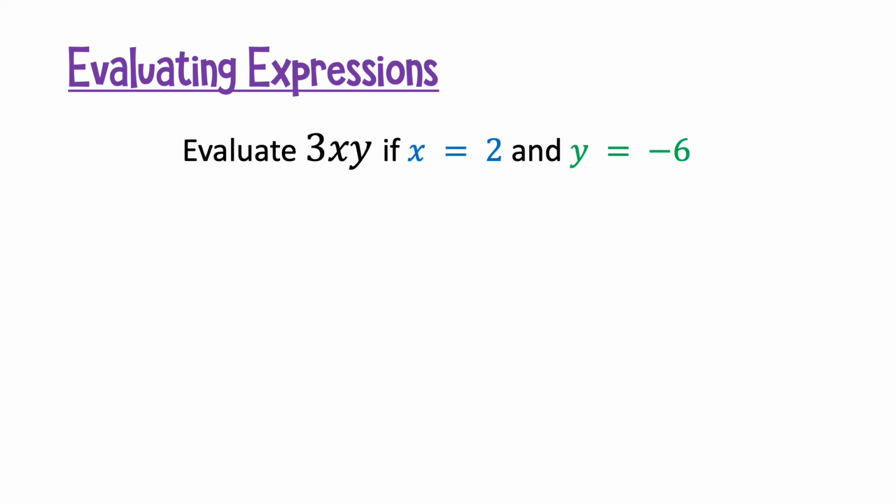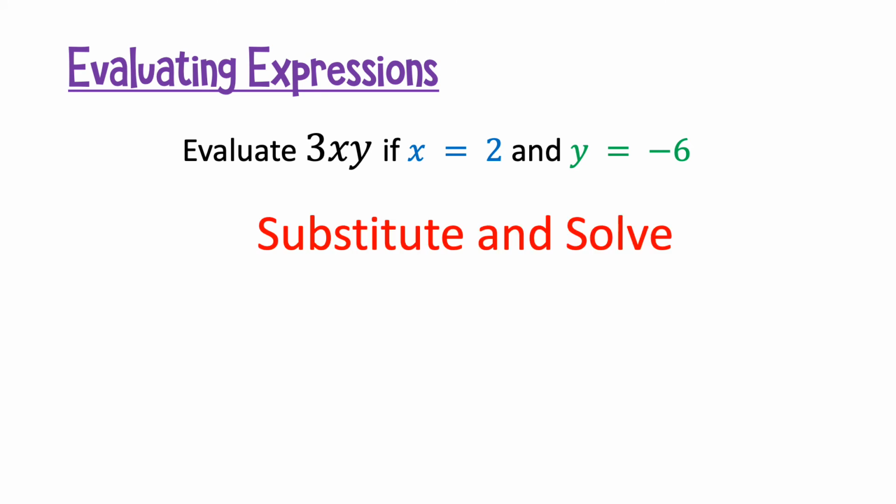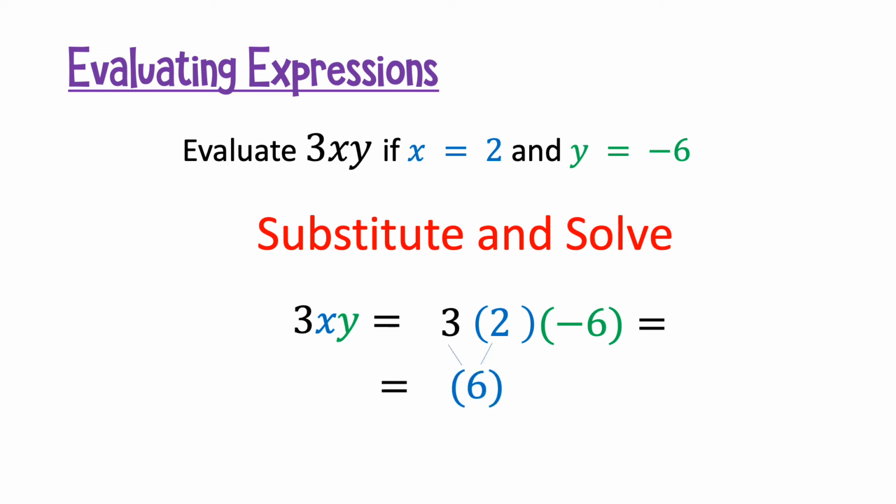If we evaluate 3xy, that's 3 times x times y. So we're going to substitute and solve. 3 times x times y means 3 times 2 times negative 6. So if we start with 3 times 2, we get 6 times negative 6, and this equals negative 36.